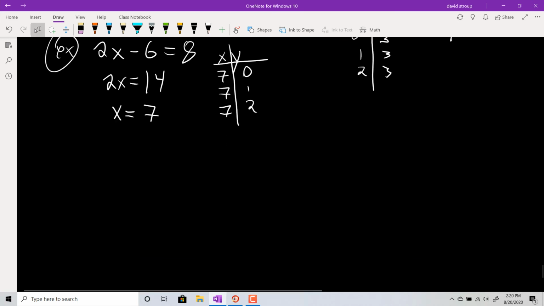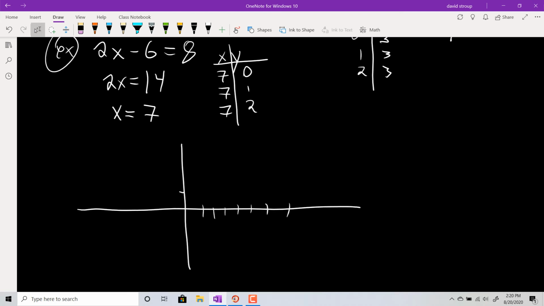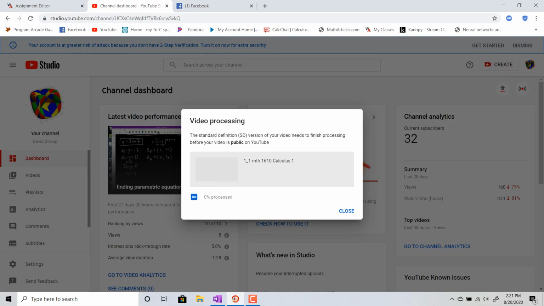Okay, so we can plot that using that table. So 7, 0 is here, 7, 1 is here, 7, 2 is here, and if you connect those dots, you got a vertical line. Okay. So hopefully you've seen that before in your previous classes. Let's look at WebAssign and see what you're up against there.